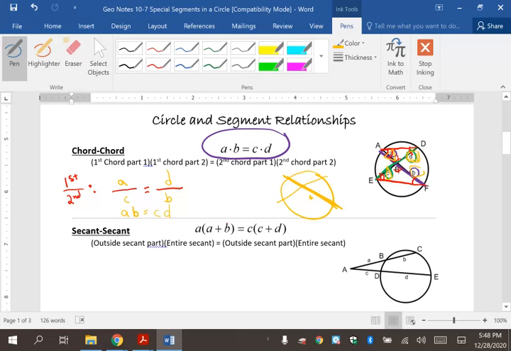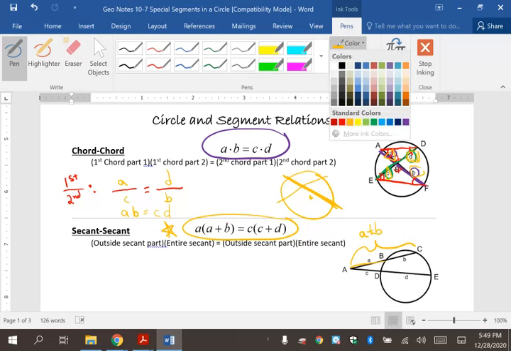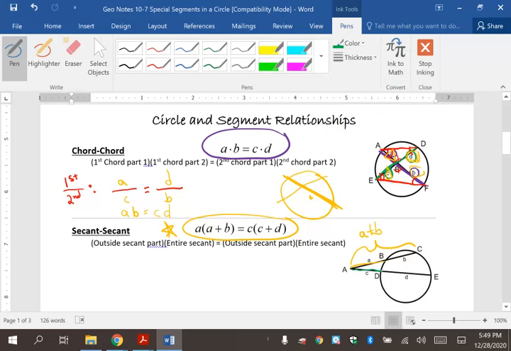Okay, the second formula is secant to secant, or in other words, outside times total equals outside times total. Here's our outside piece A times the total, A plus B, equals the outside of the other piece, C, times the total, C plus D. And that is also because of similar triangles.